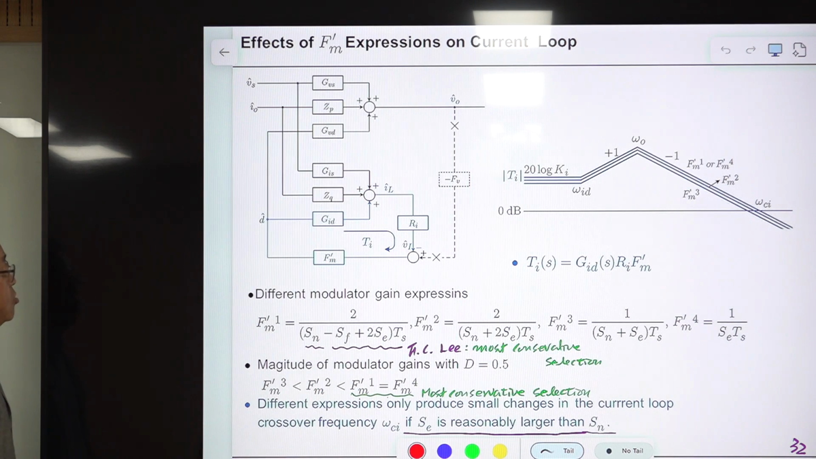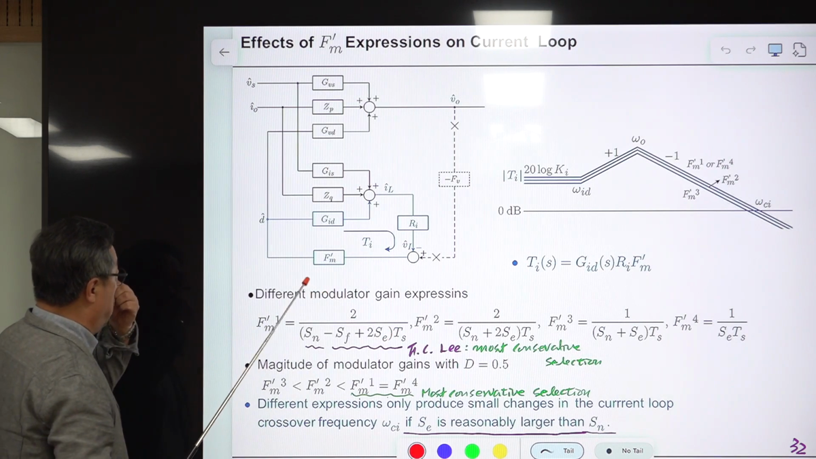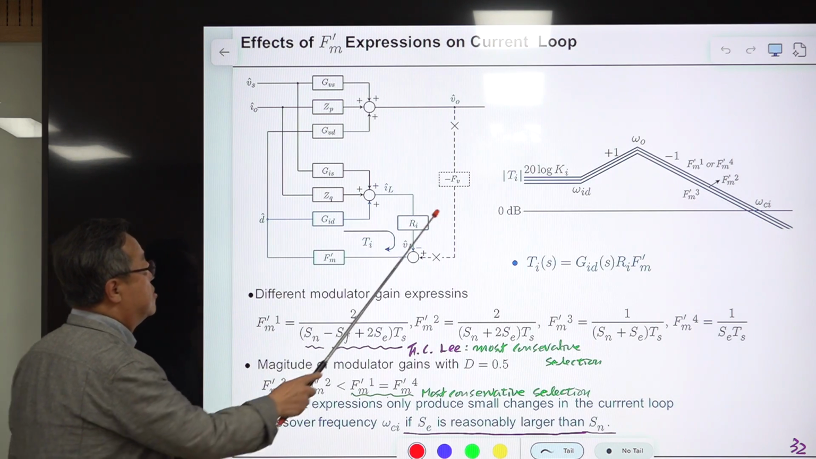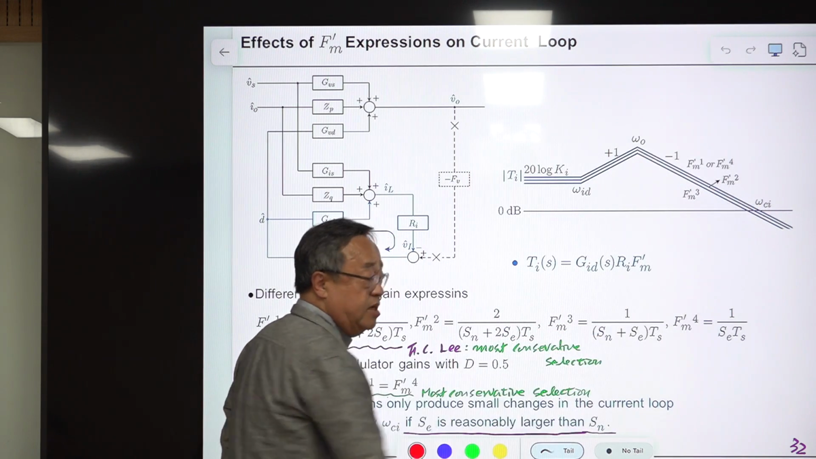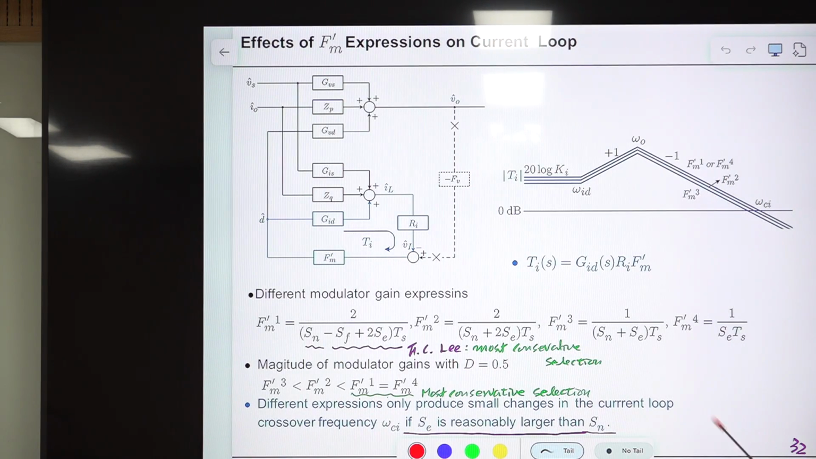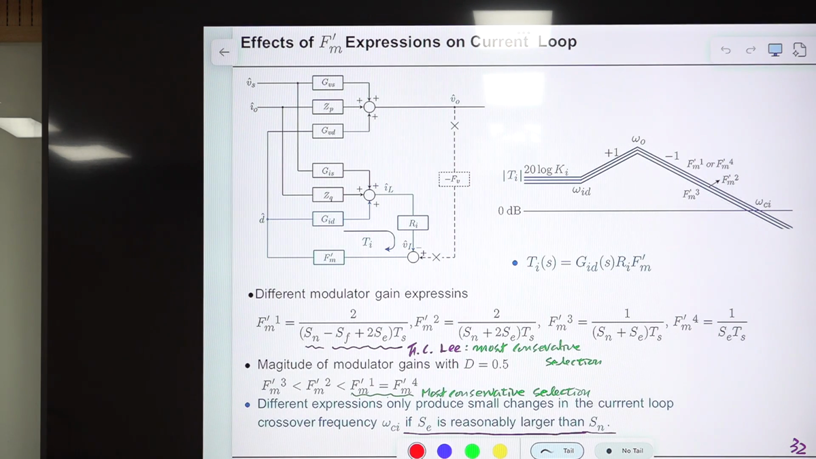This is the small signal block diagram of the current mode controlled converter, and this Ti represents the current loop. And this is the plot of the current loop. Omega Ci is the 0 dB crossover frequency of the current loop, and it is located well below the half switching frequency. We will be discussing this later in detail. So this frequency is less than switching frequency divided by 2.